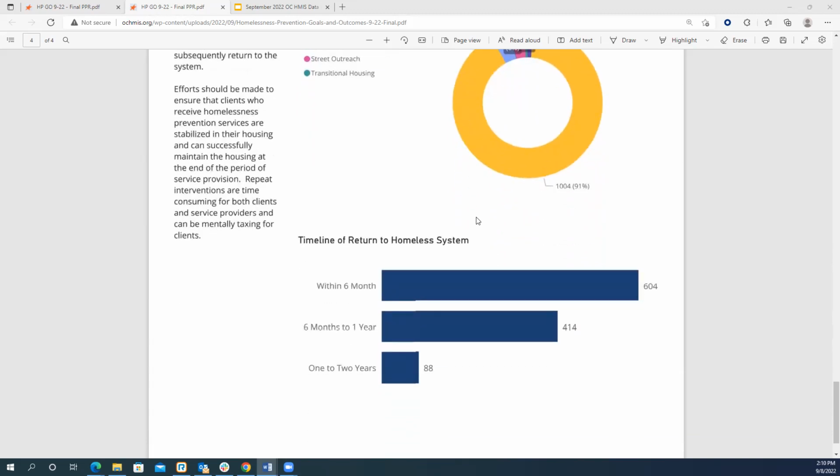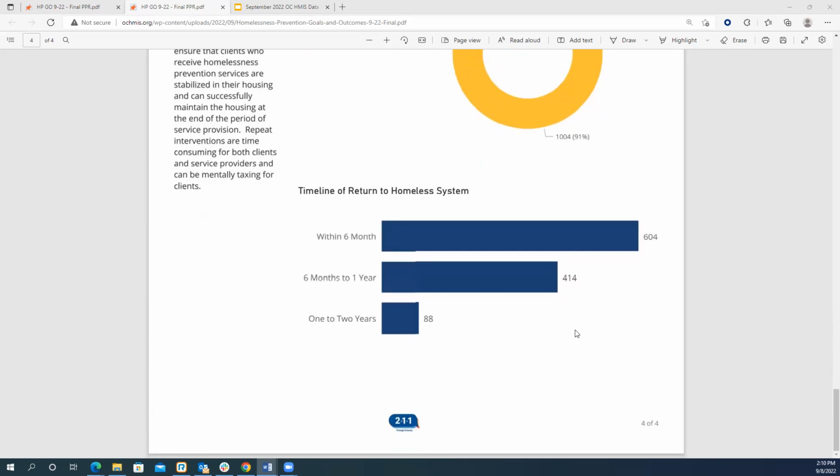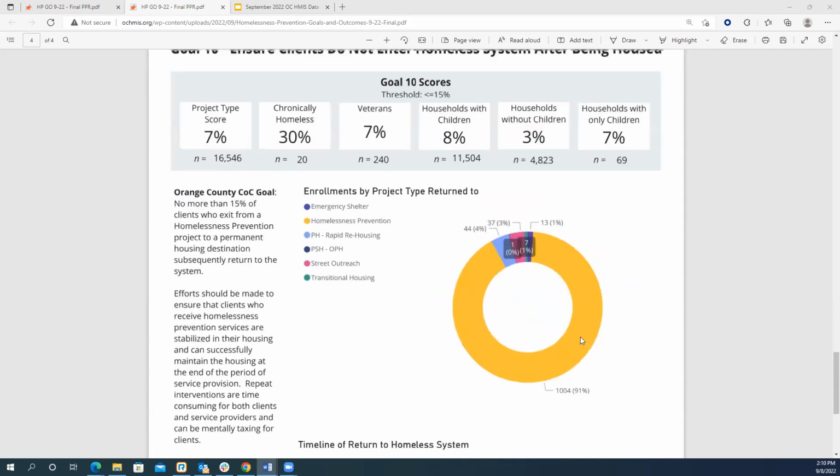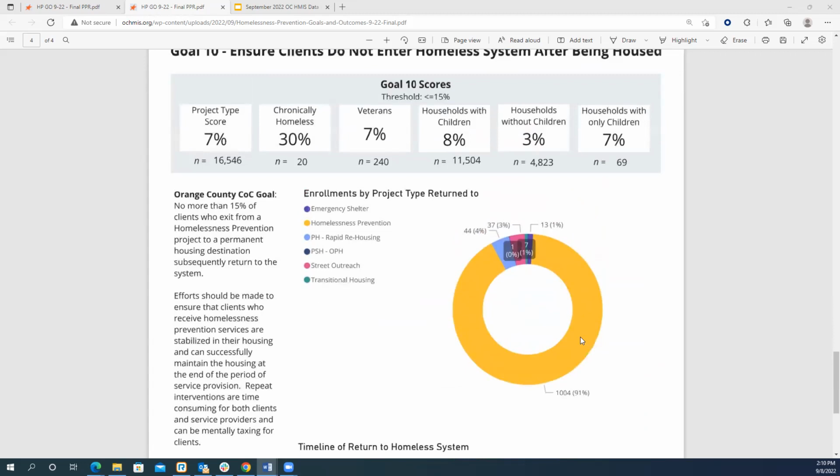And then in terms of how long it's taking them to return to the system, 92% of the clients are returning within the first year. And there's a very small percentage that's returning between 1 and 2 years after they exit. And that is all the data I have on the project performance reports. Does anyone have any questions or comments on this report?